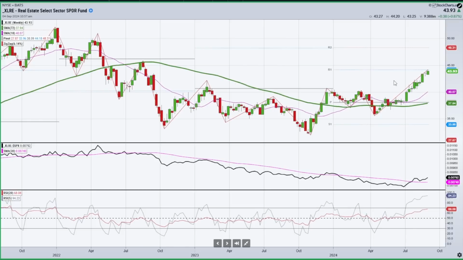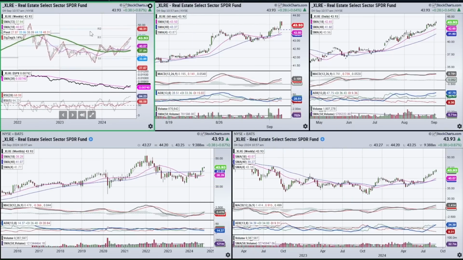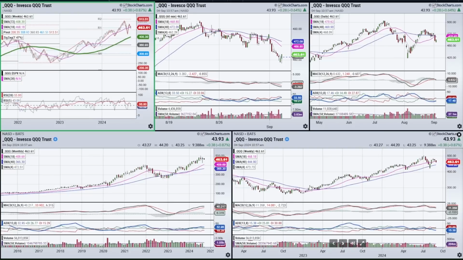Again, look at the relative strength confirming that action on a price basis. That's the combination we do want to see. All right, I want to switch over and go through the individual charts. First, I'm going to start out with the QQQ and the IWM. I think this is a great exercise each week.